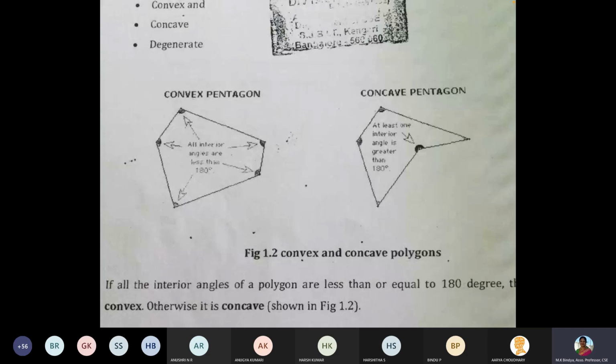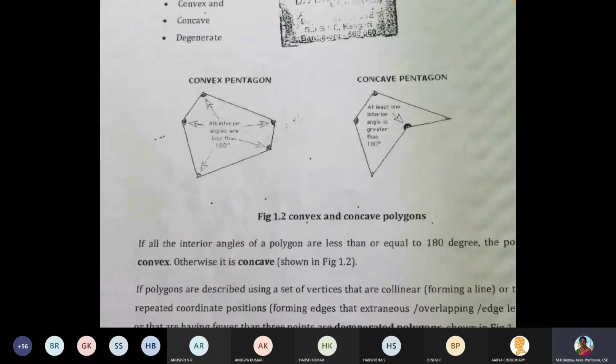Convex means the interior angles of a polygon are less than 180 degrees. If the interior angles of the polygon are greater than 180 degrees, then we say that it is a concave polygon here. Then degenerate means that if any polygon consists of fewer than three vertices, then we call this a degenerate polygon here. Now you got it?